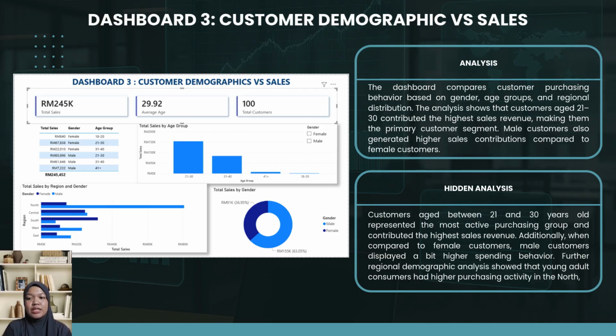In conclusion, Dashboard 3 successfully demonstrates how customer demographic data can transform into meaningful business insights. By understanding who the most profitable customers are and where they are located, management can make better data-driven decisions and allocate marketing resources more efficiently.